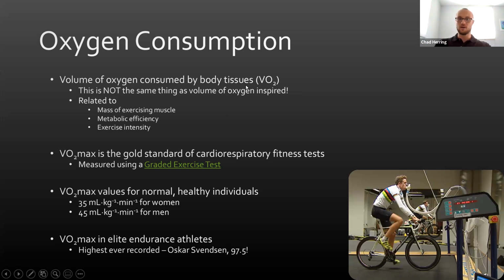So the VO2, or the volume of oxygen consumed by the body's tissues, is related to the mass of the exercising muscle. Remember, are we talking about cycling where he's using legs? This particular guy is using legs, a lot of muscle mass in those legs. Or are we talking about maybe an upper body ergometer? So arms, a lot less muscle mass. Metabolic efficiency and exercise intensity all relate to our VO2.